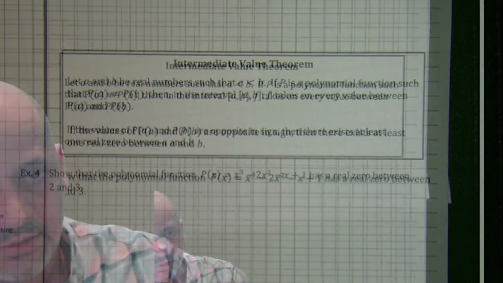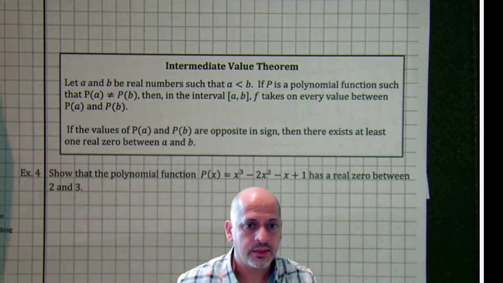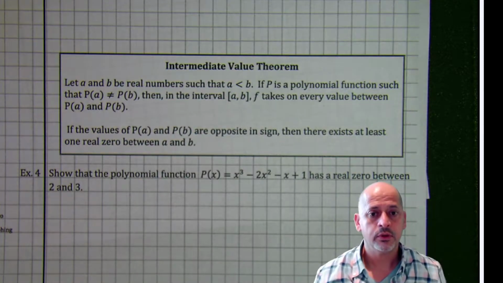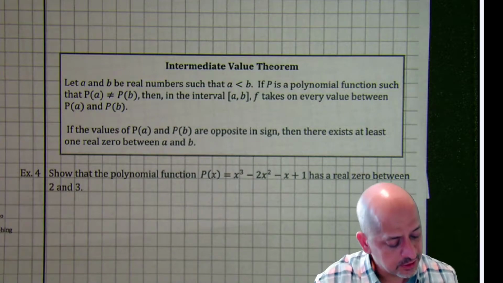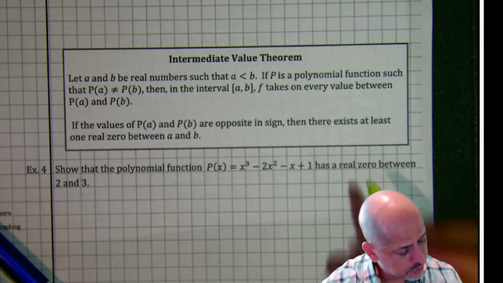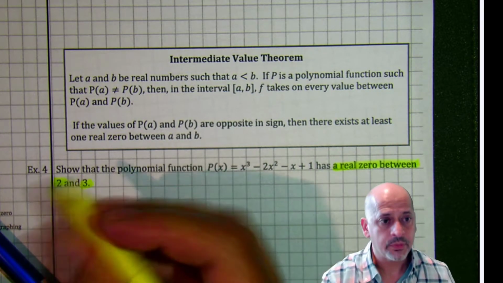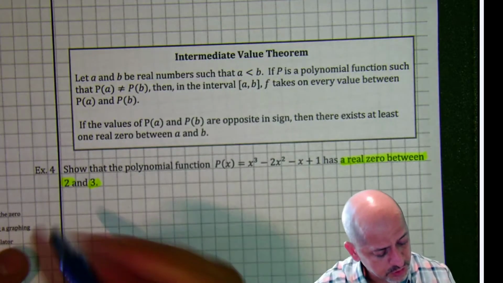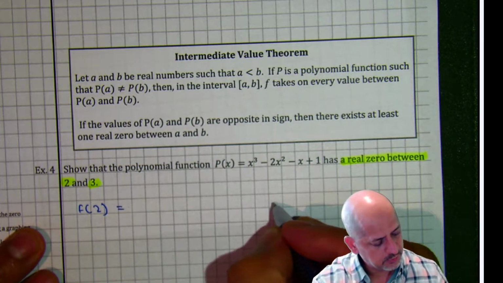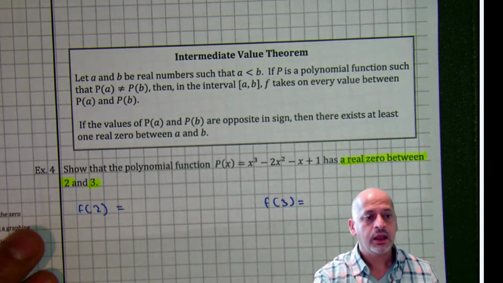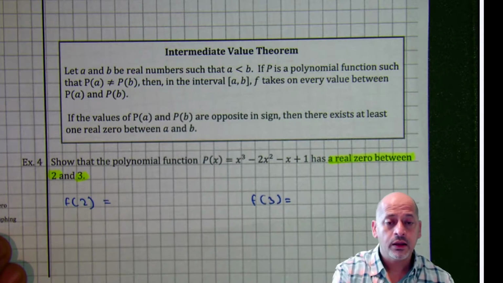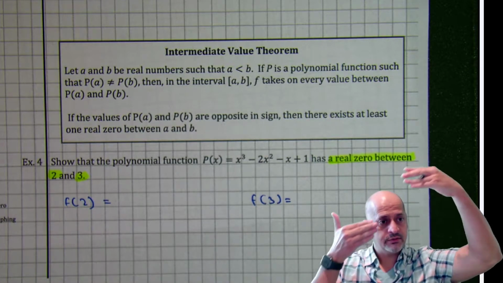So let's go through the process. Let's show algebraically that we can actually do so. First we need to show that the polynomial function has a real zero between 2 and 3. That means we have to plug in a 2. So if we plug in f of 2, and if we plug in f of 3, if there exists one real zero between them, then one will be negative, one positive, and the 0 will be in between.